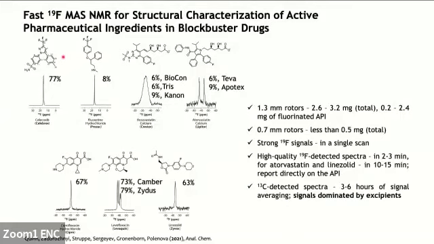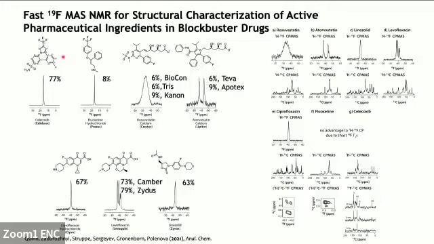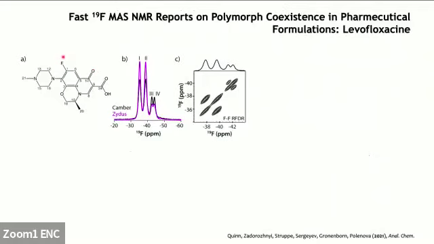Right? So in contrast, if you want to collect carbon-13 detected spectra, you need to spend quite a few hours of signal averaging. And most of the information you get is about the excipient, as shown here. Complex spectra, not very interesting. All right, great. We can detect fluorine with high sensitivity in these pharmaceuticals. What information can we get about the structure?